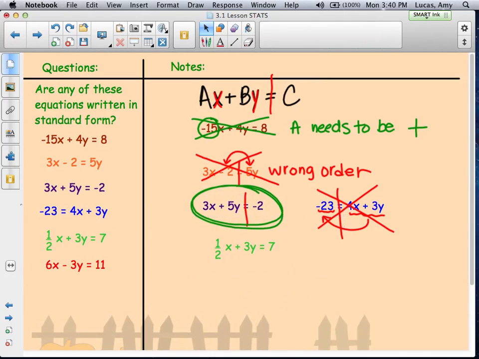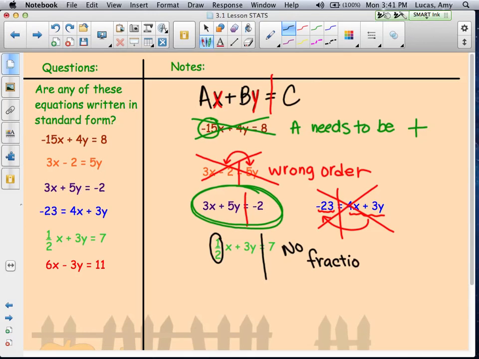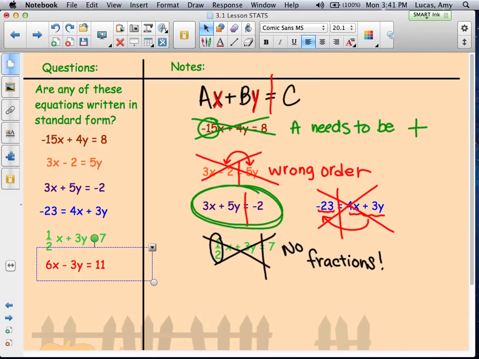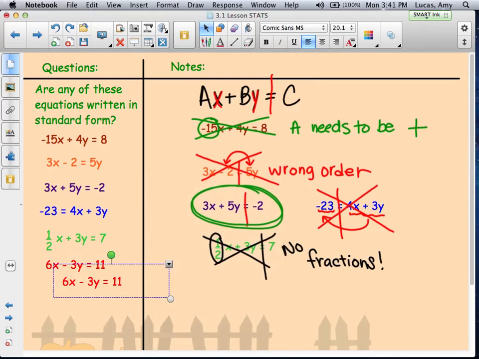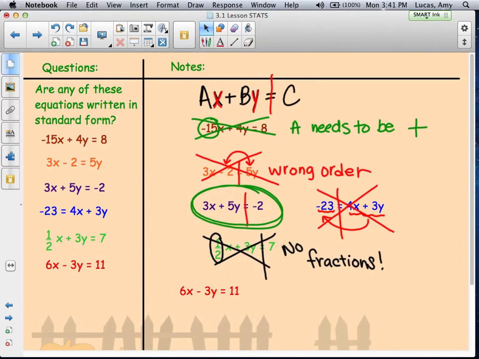I see one problem with this one. My X and Y, they're on the correct side, but we said no fractions are allowed. We are talking about integers. Positive for A, positive or negative for B and C, so not standard form. Last but not least, the one that's in red, standard form, definitely. It's in order. A is positive, B is negative, C is positive, perfect.